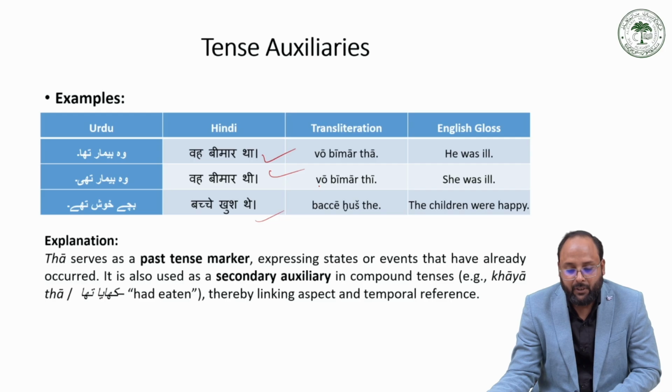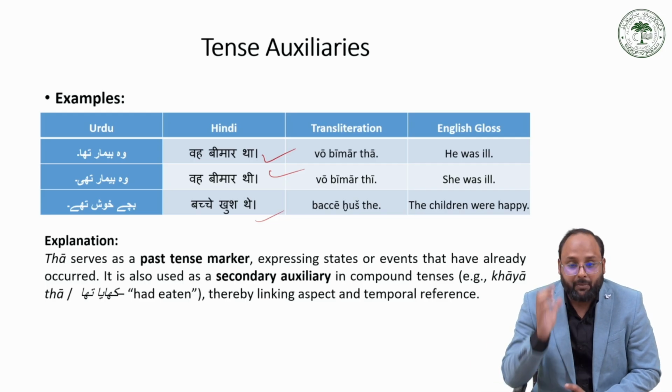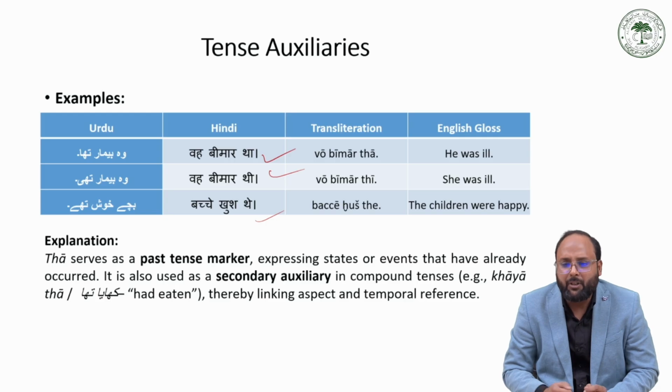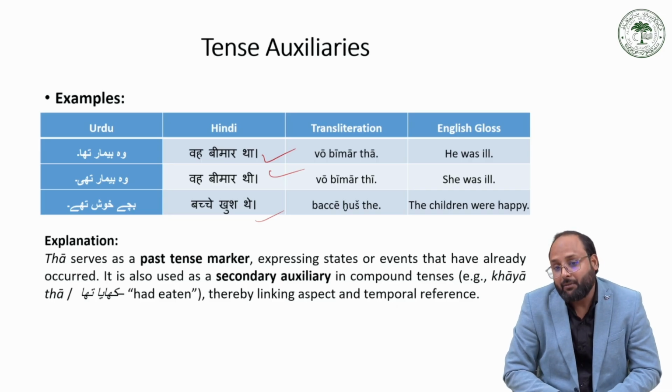बच्चे खुश थे. So tha serves as the past tense marker expressing the state or event that has already occurred. It is also used as a secondary auxiliary in compound tenses like खाया था, had eaten, thereby linking aspect and temporal reference. So sometimes it occurs in a compound, or we can say as a complex predicate. It occurs with the main verb or with some other adjective or nominal categories. But sometimes it also occurs separately in a sentence.